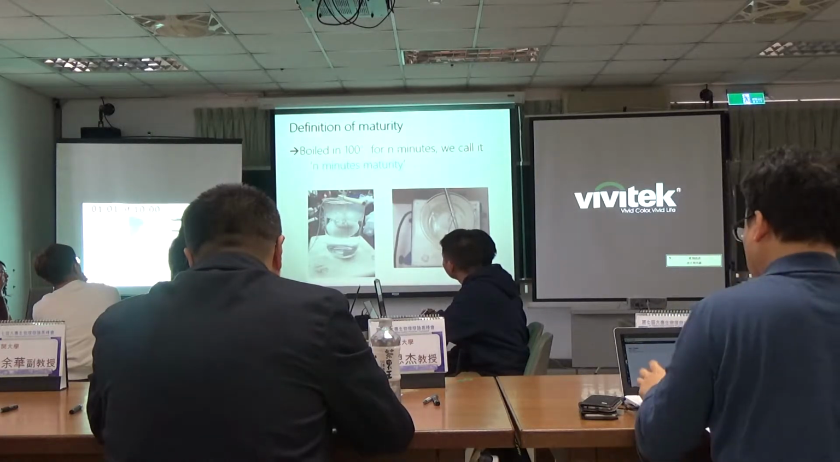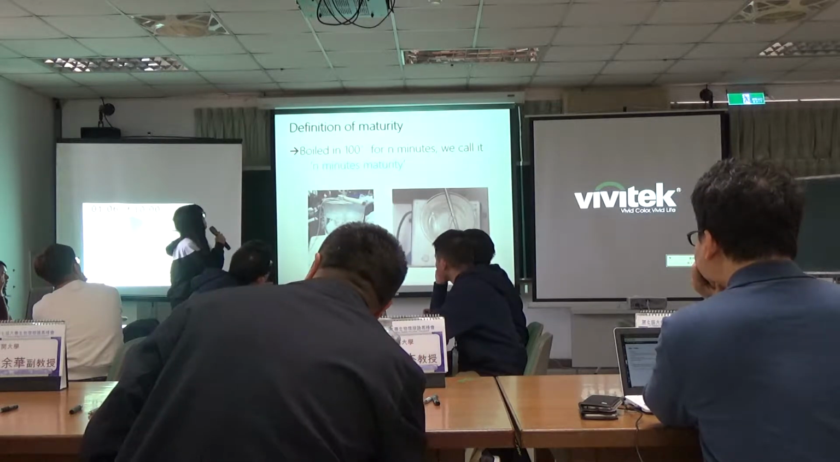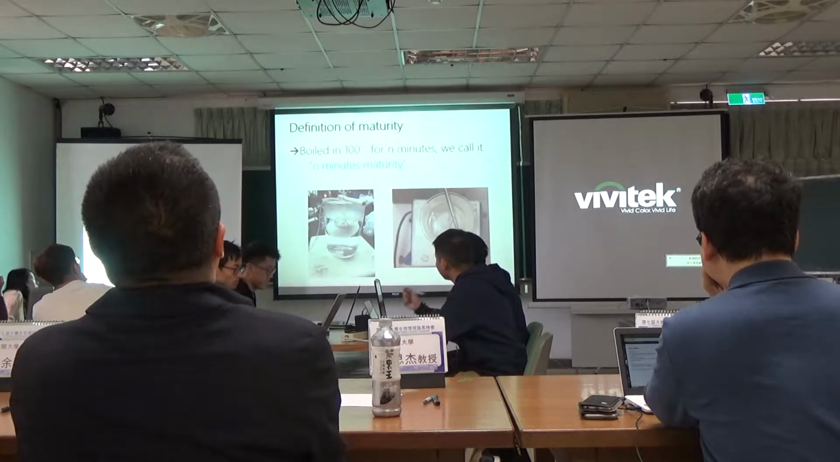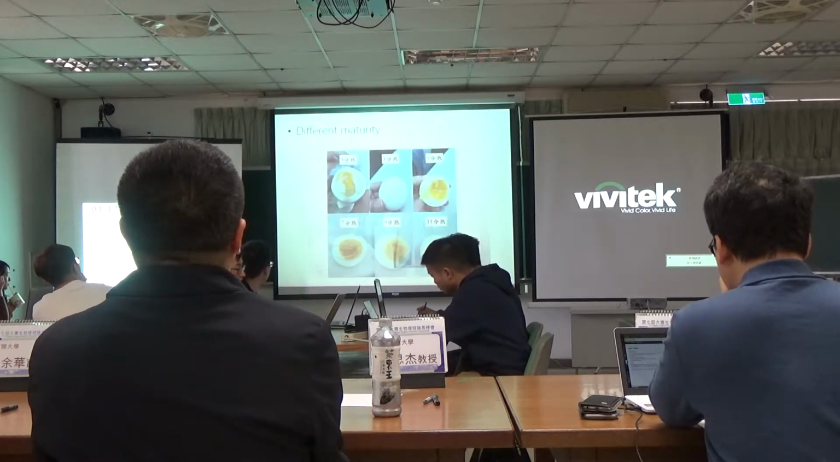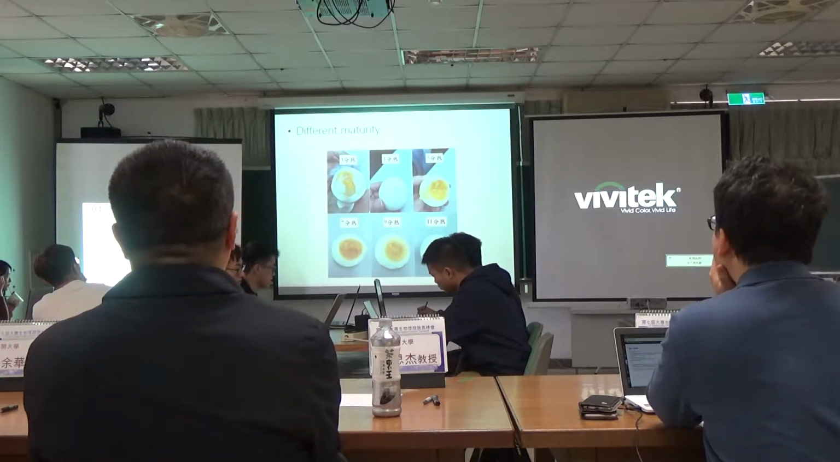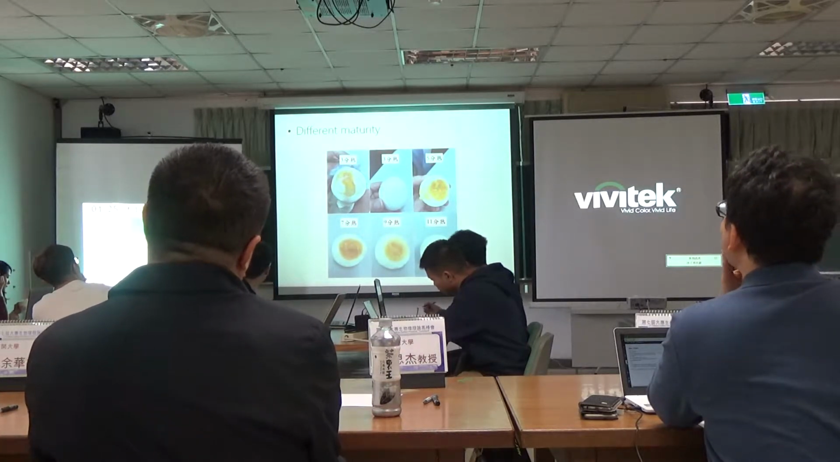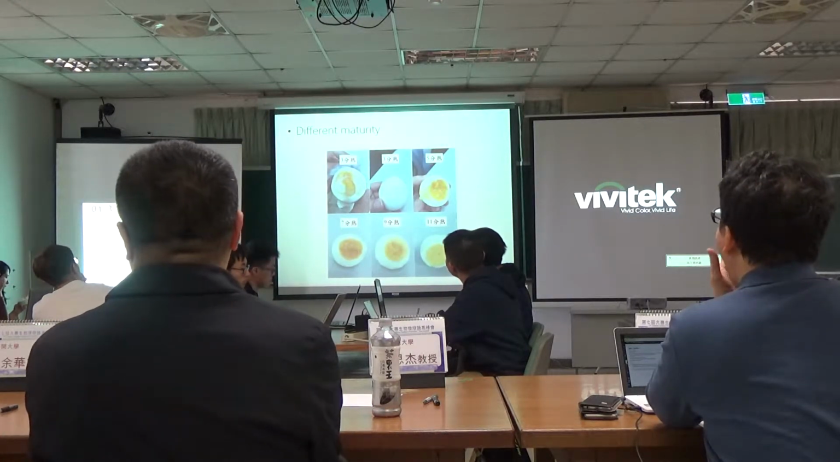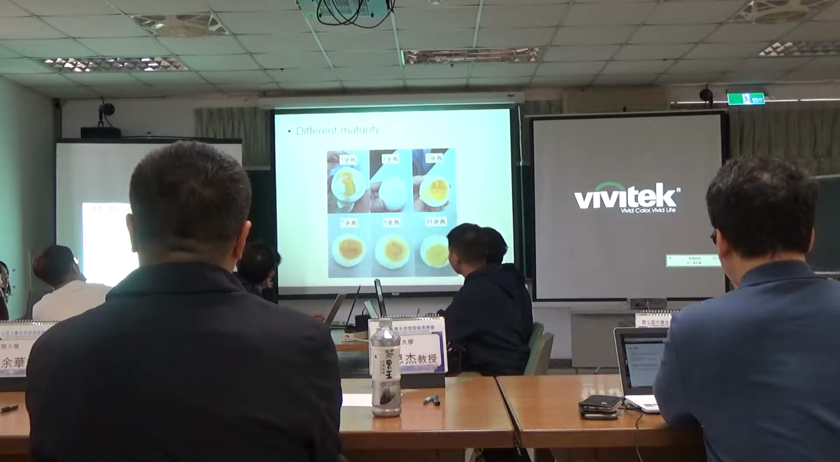Before we start talking about our experiment, we have to give a clear definition of maturity. We define that when the egg boils at 100 degrees for n minutes, we call it n minutes maturity. And these are different maturities of egg. You can see the egg start to denature during the boiling. In the experiment, we use a rope to wrap the egg and hang it in the water to boil it, so the heat can be evenly distributed.